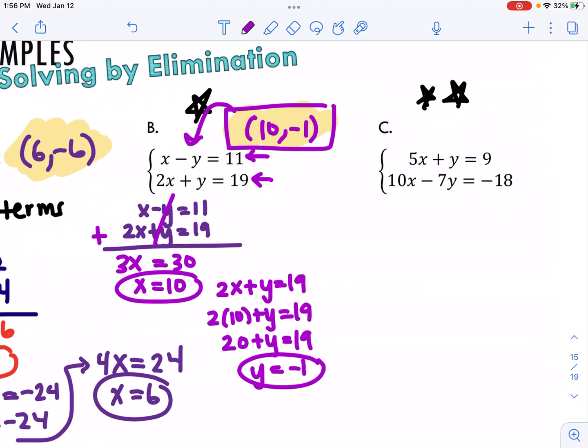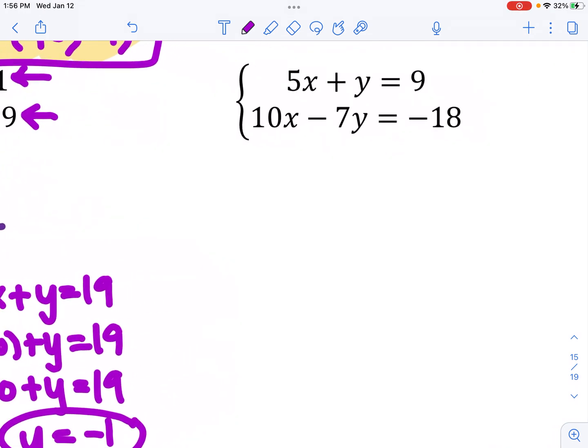All right, our last and final example is a little bit tricky. So if you need to take a break, pause the video. Otherwise, take a nice big deep breath, because this is the one that I love and requires you to think a little bit. So in this example, I notice that my 5x and my 10x have coefficients of 5 and 10. Now, those don't easily cancel out.